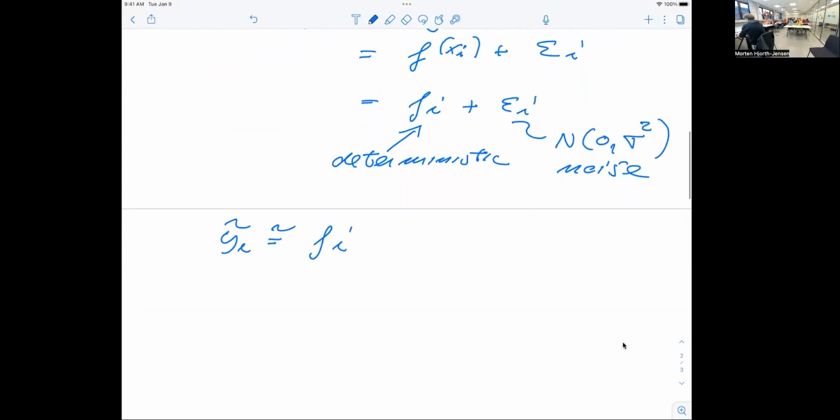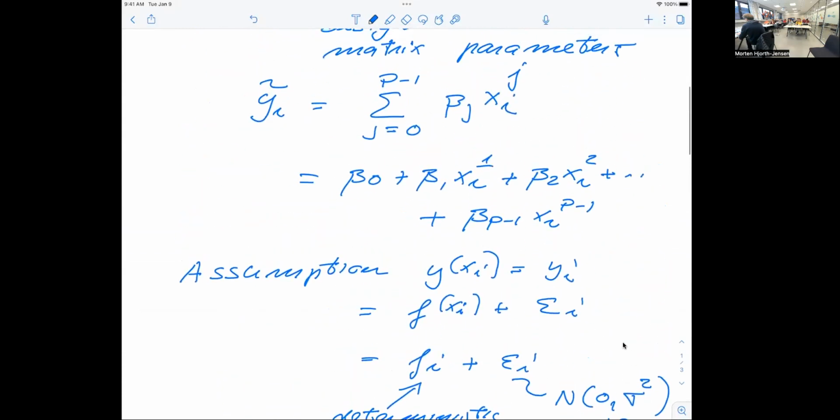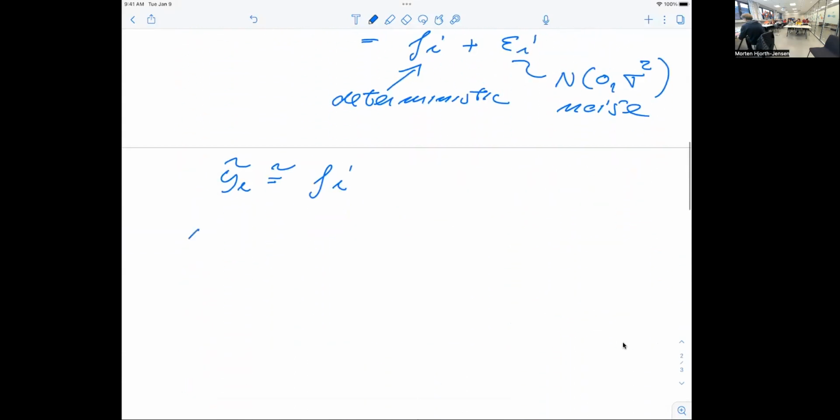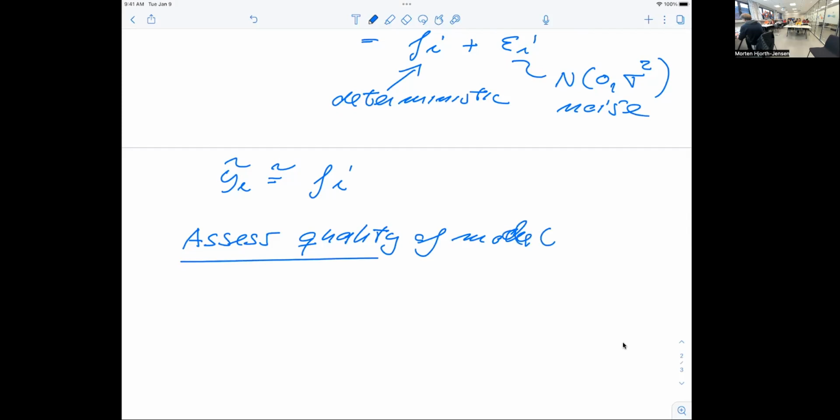And with that assumption, we then define a function to assess the quality of the model. So this is the assessment. Assess quality of model. And that leads to the definition of what's normally called the cost function or the loss function. Some people call this the cost, like this, loss. Some people call this the error function. Some people call it the risk function if you're in finance, etc.